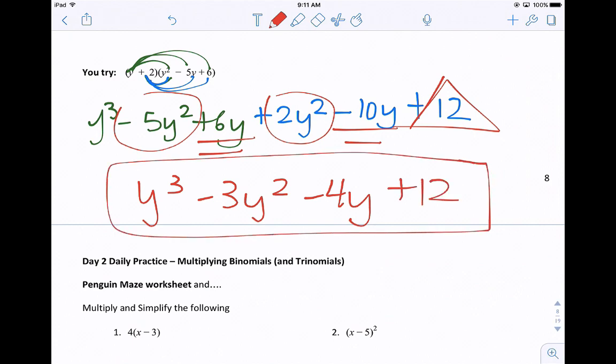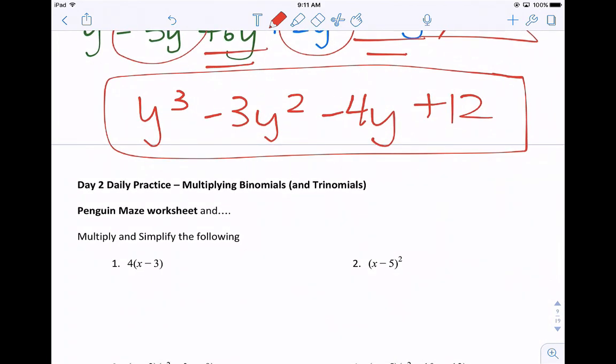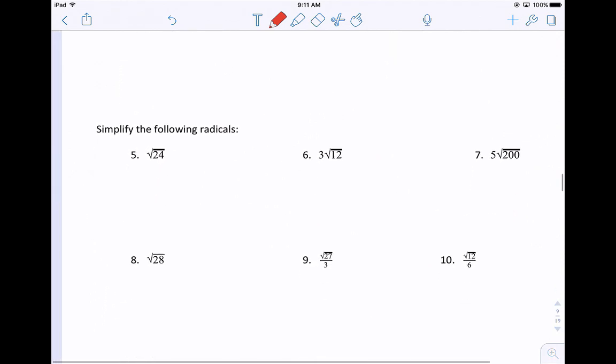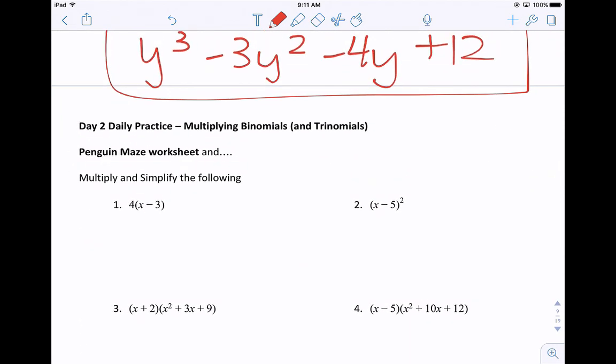So for your assignment, you will practice these, any method, so if you want to distribute or FOIL, or use the box method, you're going to multiply all of these out, and then there's some review.